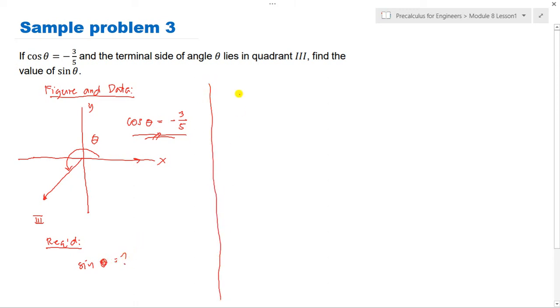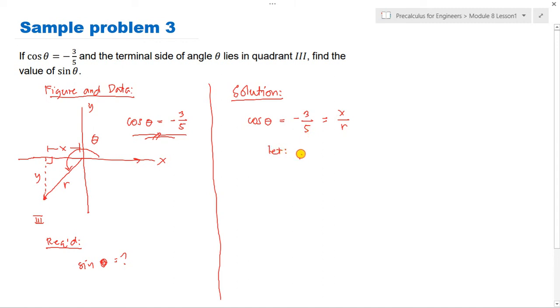Solution. Actually, we can generate a right triangle from this, where this is our y, this is our x, and this is our r. From the given, we have cosine theta equals negative 3 over 5. From the right triangle, cosine in terms of the radius, the x and the y, is x over r. So you can let the numerator be the x value and the denominator be the r value, since they are equal.